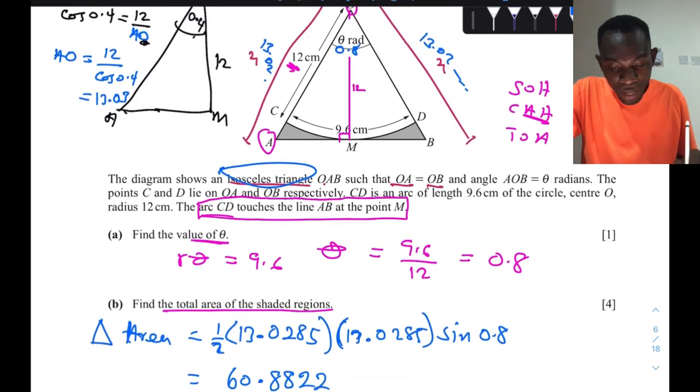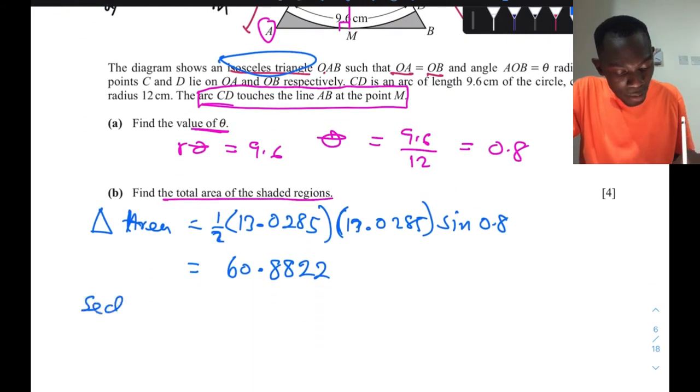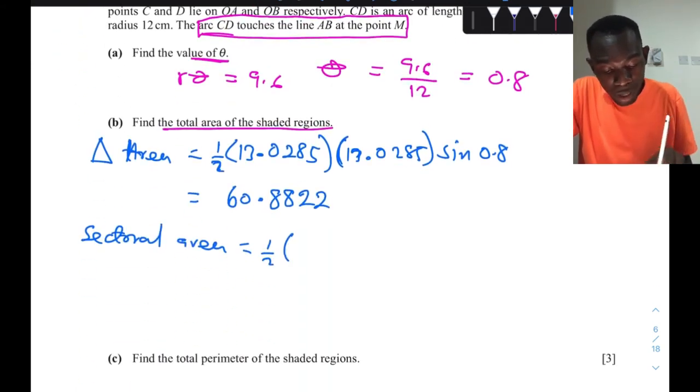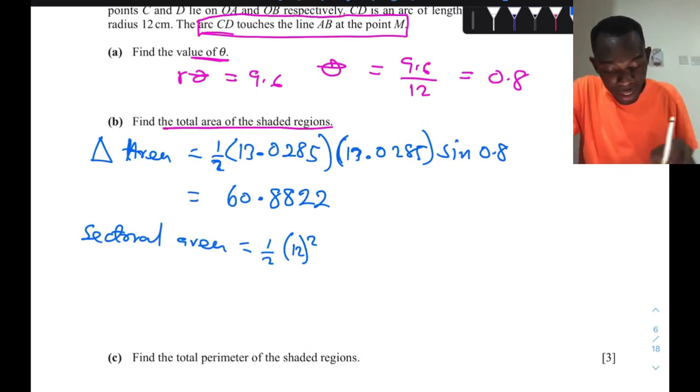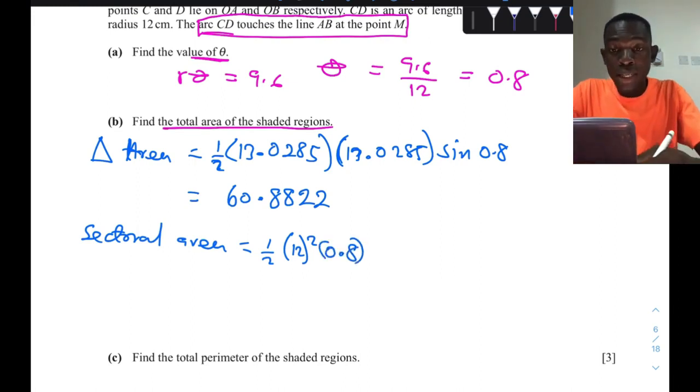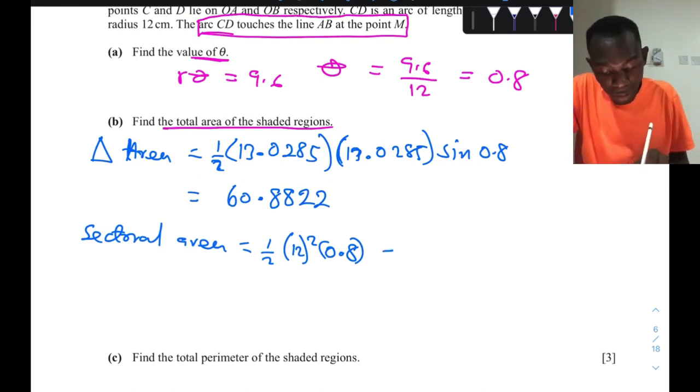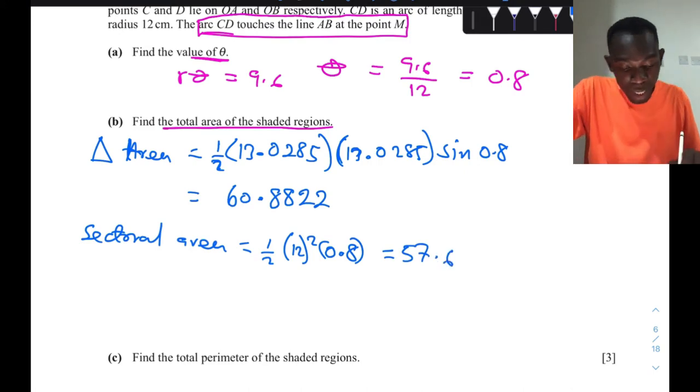Then we can find the area of the sector. So sectorial area will be half r squared theta, right? But its radius is 12. Okay, don't use the 13. 13 is for the triangle, 12 is the thing. So half 12 squared times theta, right? So that is 0.5 times 144, which is 12 squared, times 0.8, giving us 57.6. Okay, now what do we do?